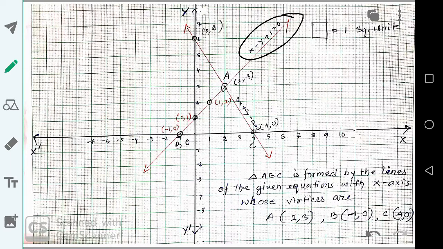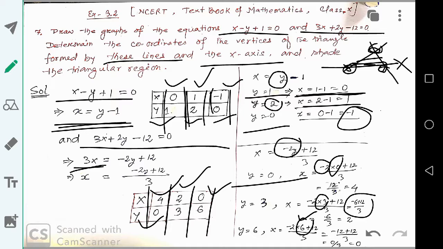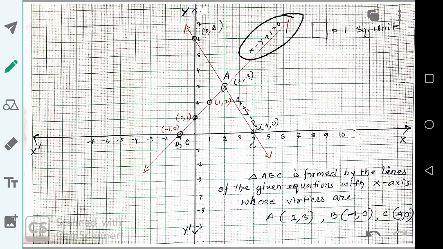Then let us plot these points: 4, 0, 2, 3 and 0, 6. Here I have plotted 4, 0, 2, 3 and 0, 6. Then I have joined these points with the help of a scale. Now we have obtained this straight line, and this straight line represents the equation 3x plus 2y minus 12 equal to 0. Now you can see these two lines are intersecting the x-axis at these 2 points, and they are intersecting each other at this point.